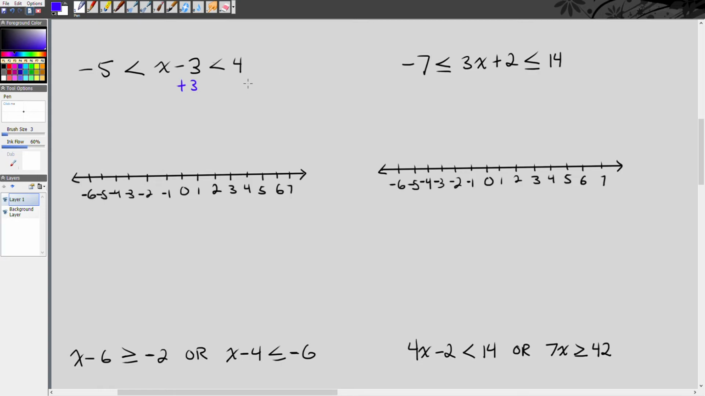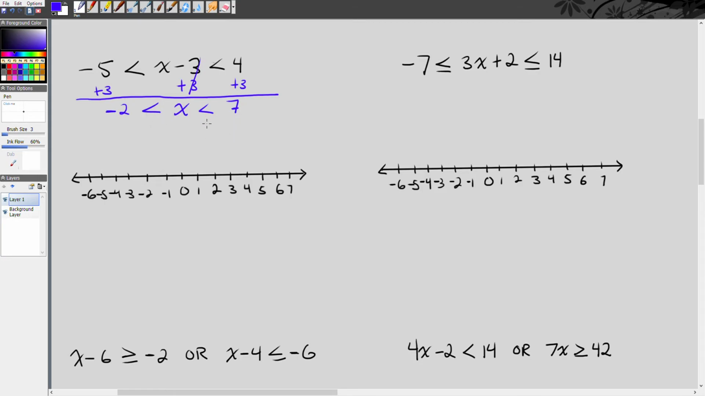But now there are three sides. There's the middle, there's the right side, and there's the left side. So I'm going to add 3 on the right, and I'm going to add 3 on the left. These 3's cancel out, leaving me with my x in the middle. And negative 5 plus 3 is negative 2. And 4 plus 3 is 7. So here's my solution to the inequality x minus 3 is greater than negative 5 and less than 4: x is greater than negative 2 and less than 7.